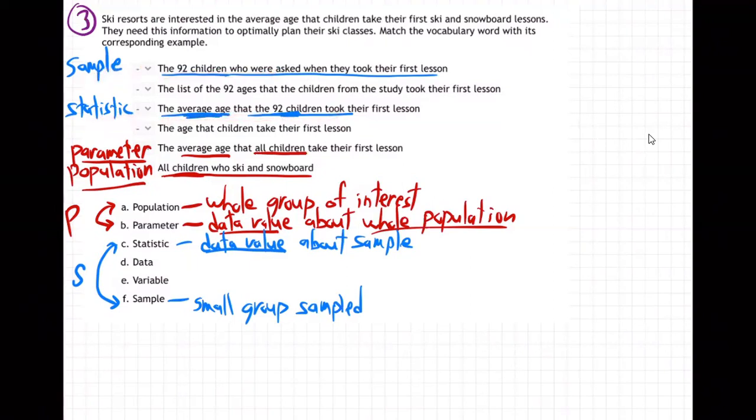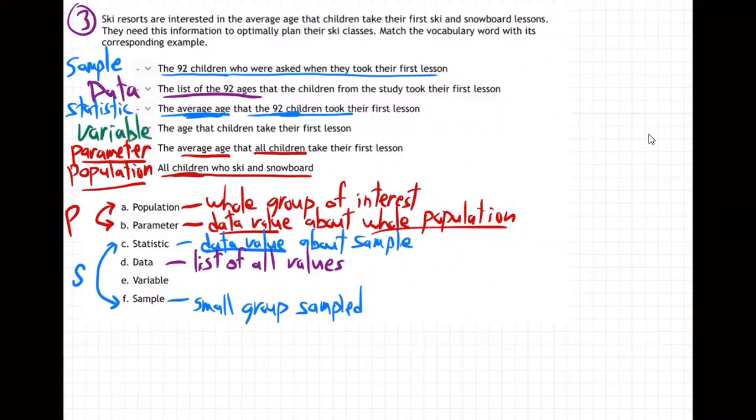All right, now the other two things, how do you recognize those? Well, data is probably easy to see. That's just the list of all values. So the data is just the list of all values. And so right here, the list of 92 ages, that's your data. And then there's only one blank left, right? Process of elimination. This has got to be our variable.